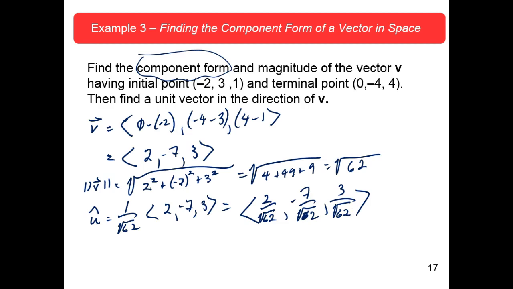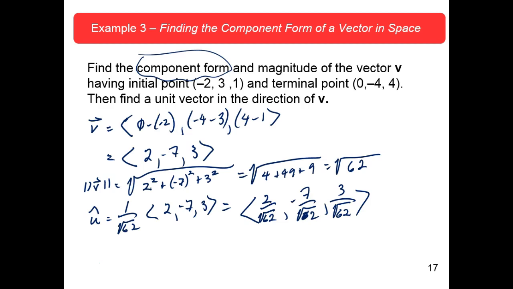Now, how do you know that's a unit vector? You can determine its magnitude by squaring this, plus squaring that, plus squaring that. When you square it, this will give you 4 over 62 plus 49 over 62 plus 9 over 62, and 9 plus 49 is 58, plus 4 is 62. 62 over 62 is 1. Yep, that's a unit vector.